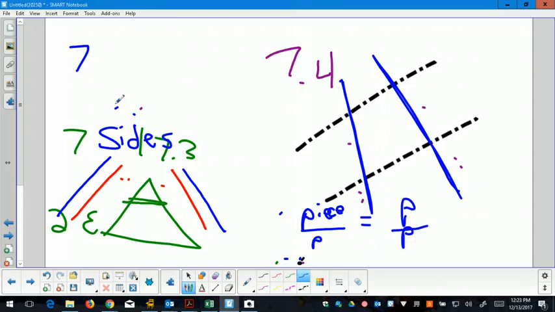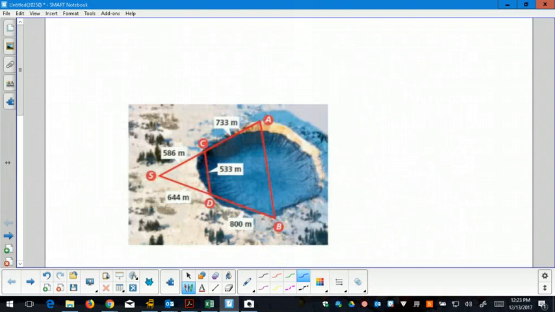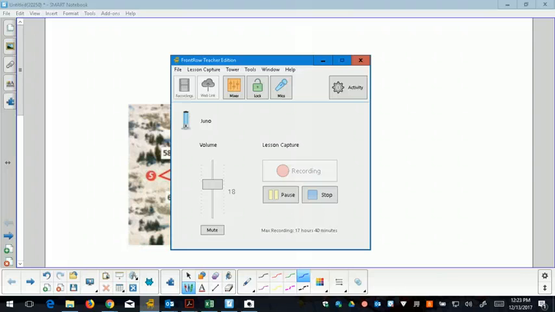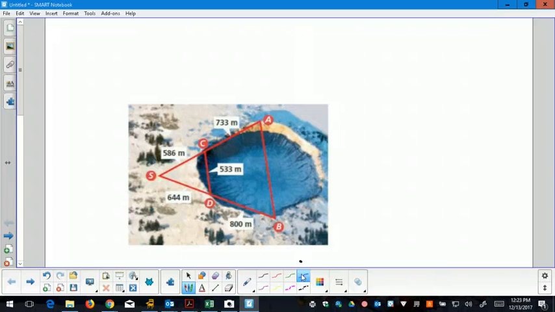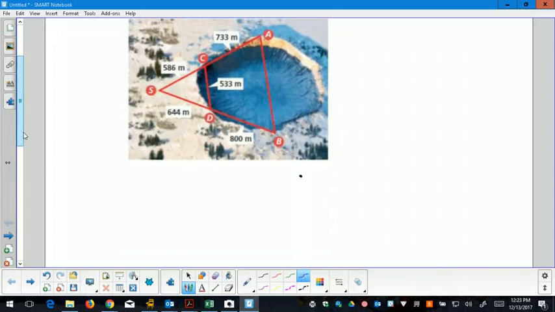In fact, one of the problems is wrong on your answer key, which is what I want to go over in 1 second once I reprint this. All right, so here we go. With this, there was a mistake made on the answer key. The answer key gave you an answer because they said, hey, you're trying to find the distance across the crater.